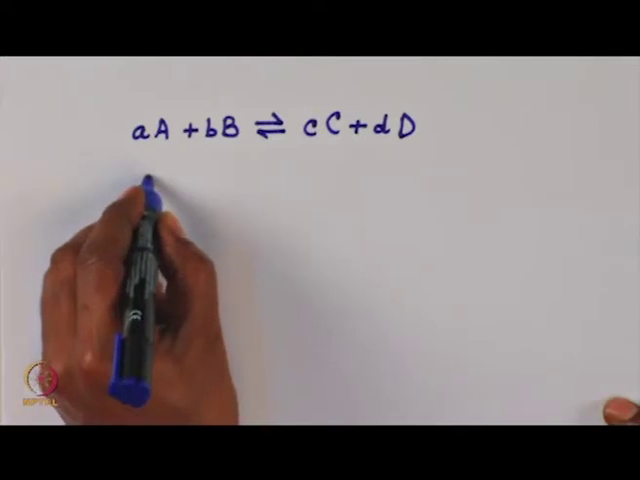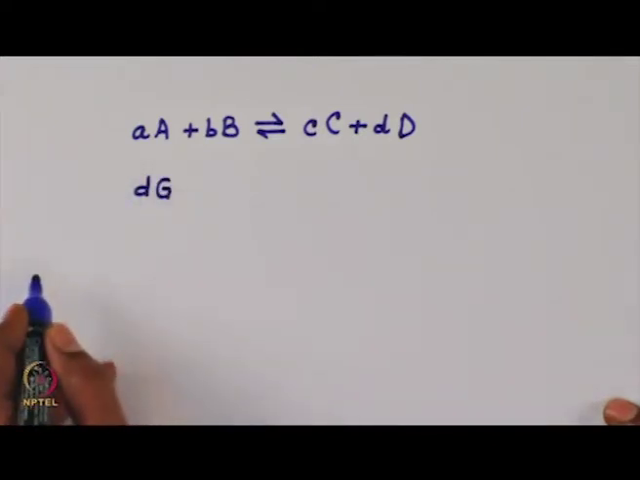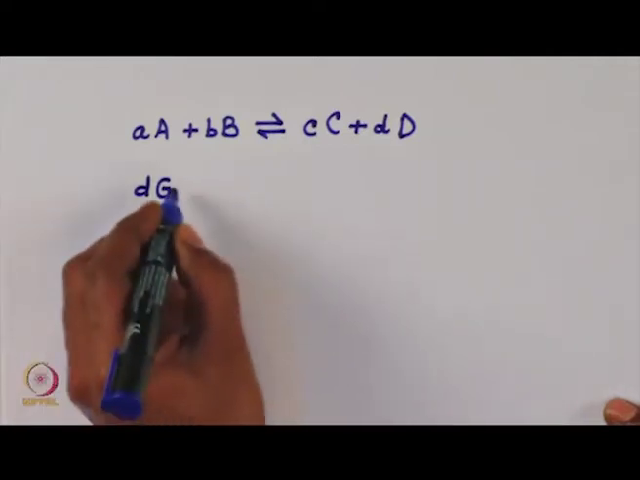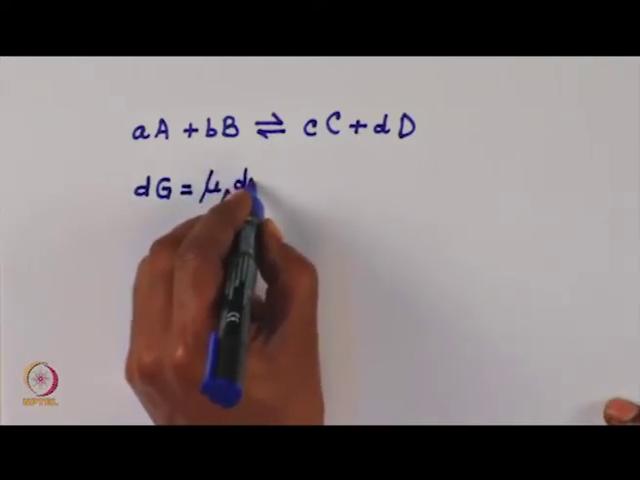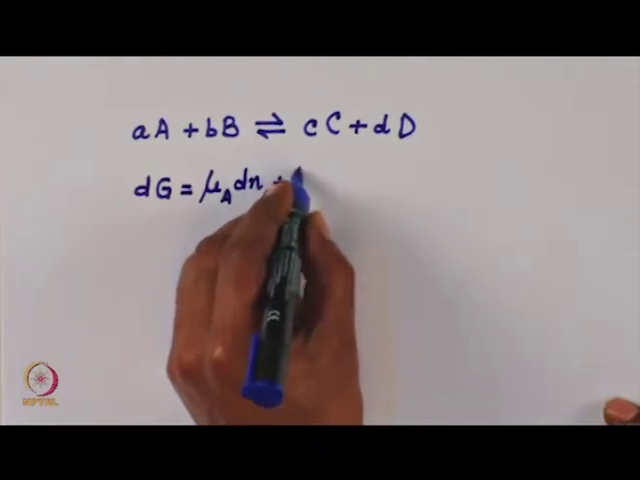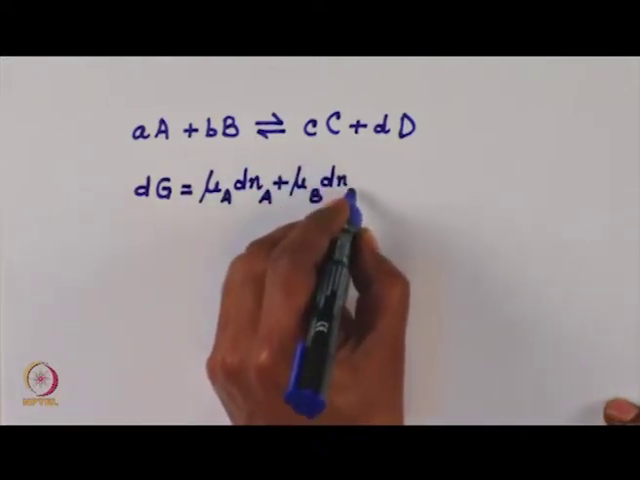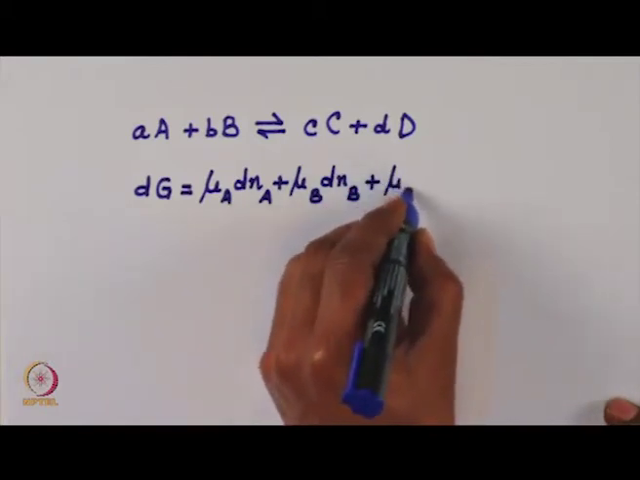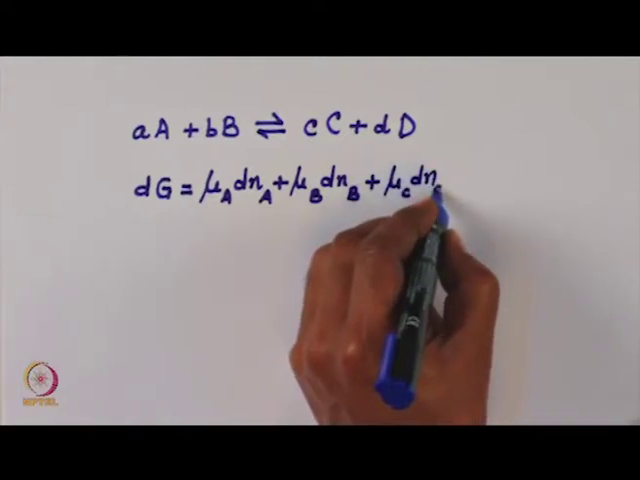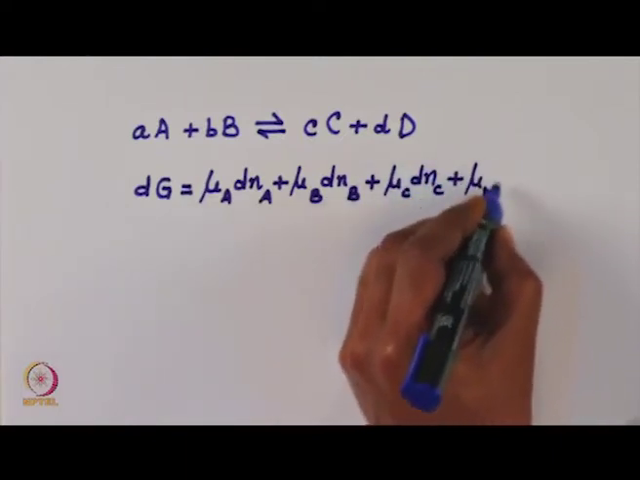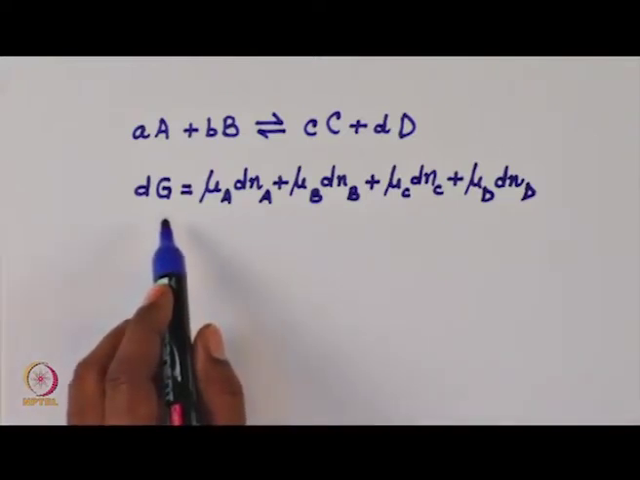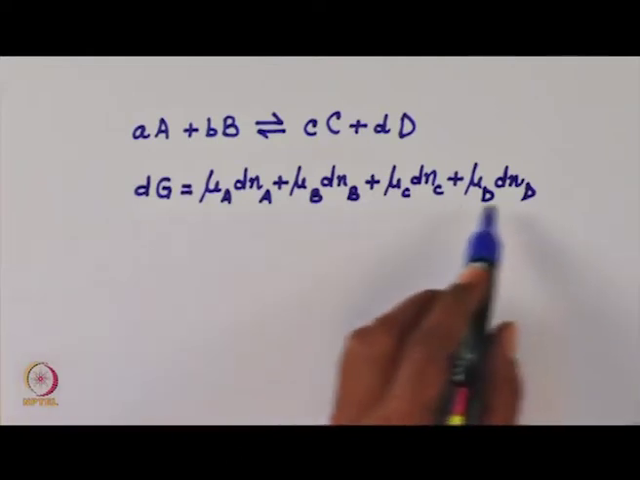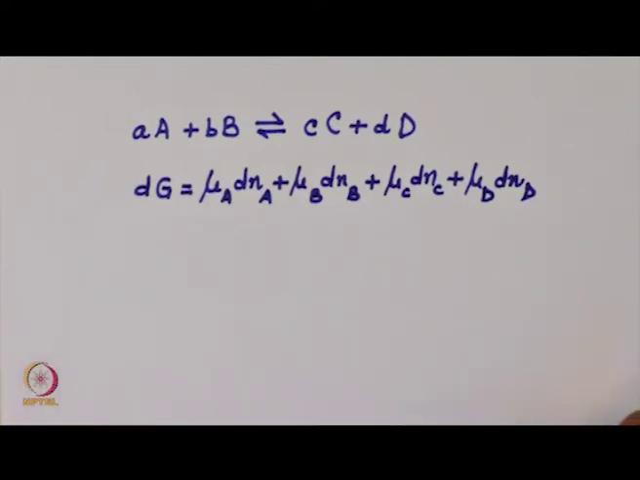First step is, let us write down, when the reaction advances by a small amount, the change in Gibbs energy will be equal to mu A dNA plus mu B dNB plus mu C dNC plus mu D dND. This is the first step. You write down the change in reaction Gibbs energy in terms of chemical potential. This is at constant pressure and temperature.